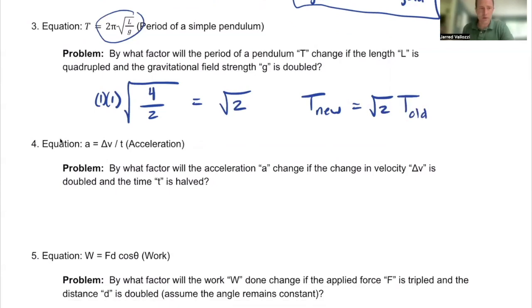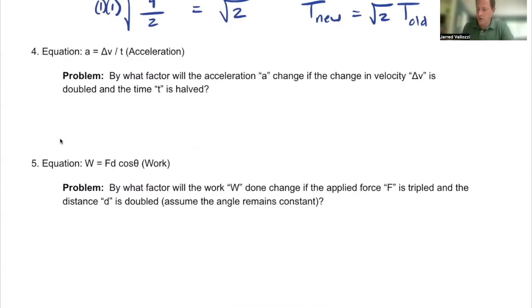All right, let's look at number 4. So we're looking at the acceleration, and once again, it's already solved for the variable in question, so we'll just use that. It says the change in velocity is doubled, so that's 2 times, and the time is halved. Time is in the denominator, so it's going to get a 1/2. All right, so everything's changing in this case. Now remember I said that a fraction in the denominator is the reciprocal in the numerator. So it's going to be 2 times 2, which is 4. So the new acceleration is going to be 4 times the old.